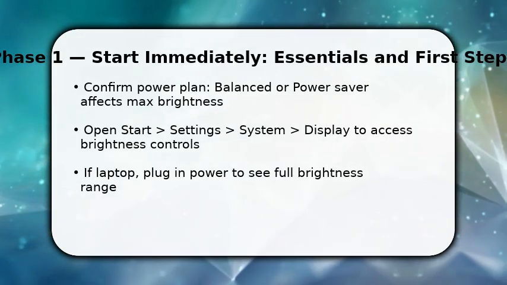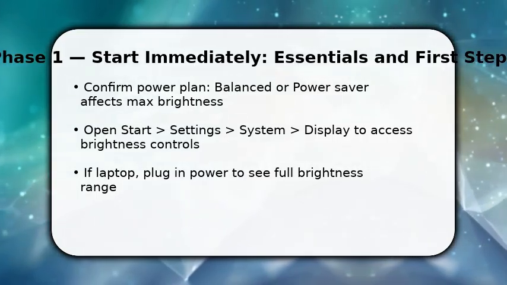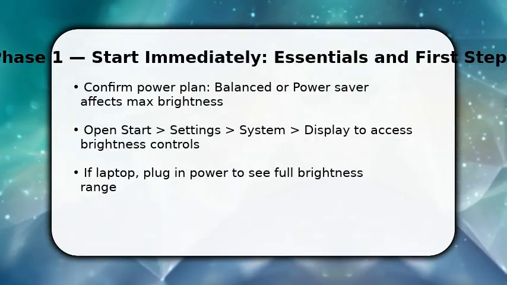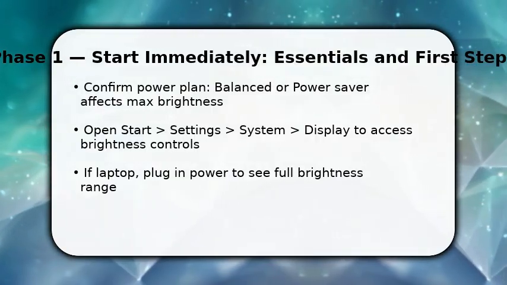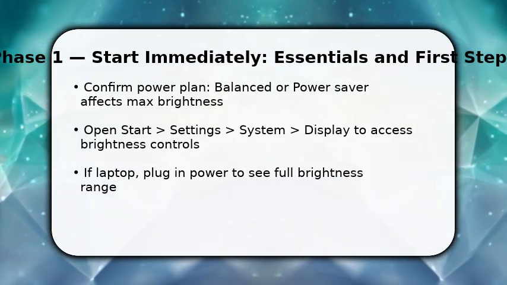Once there, adjust the brightness slider slowly to see changes. You'll notice adaptive settings may override manual changes. Make sure to check whether night light is active, because that alters perceived brightness and color temperature, and adjust accordingly.